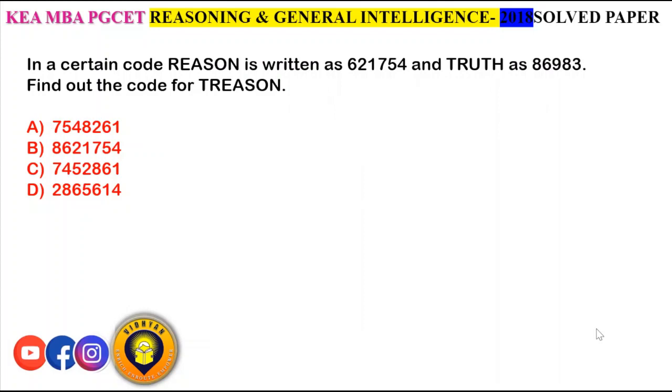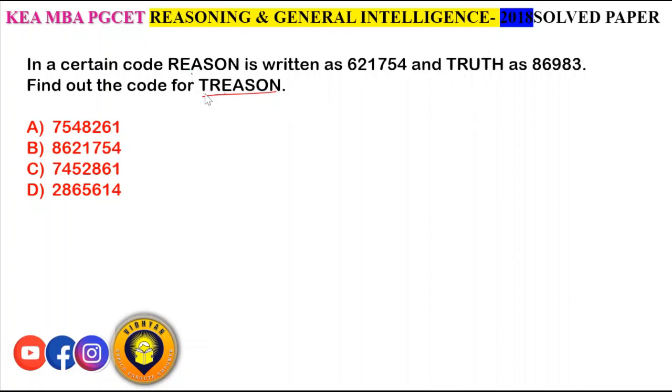In a certain code, reason is written as 621754 and truth as 86983. So find out the code for treason, TREASON. How to find this is very easy, because look at the letters. TREASON is already in the words truth and reason. You can get the letters from truth and reason, right?